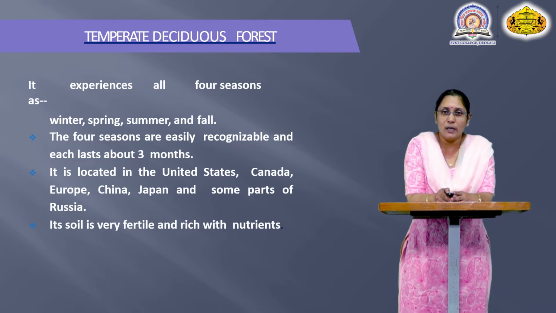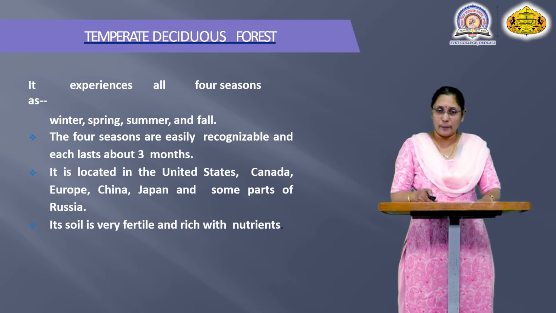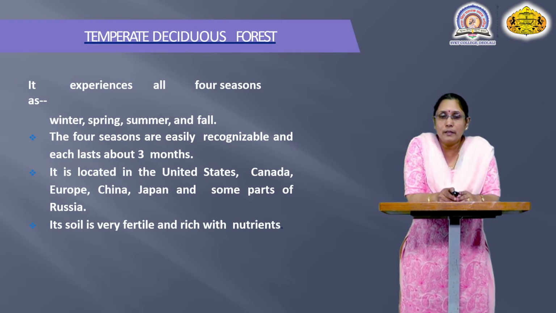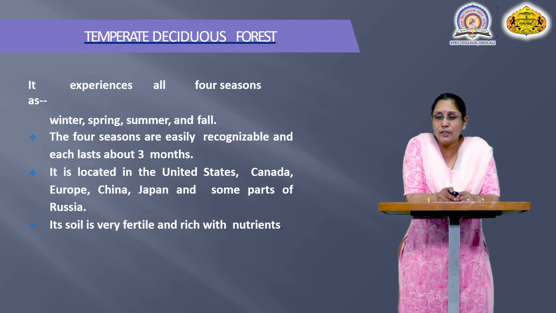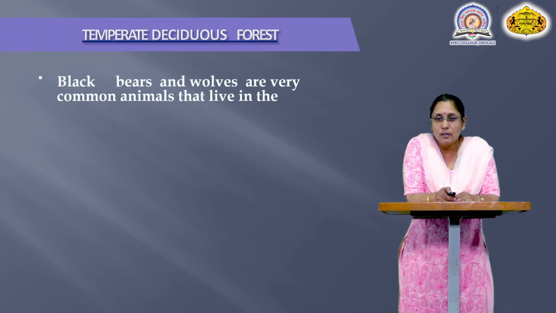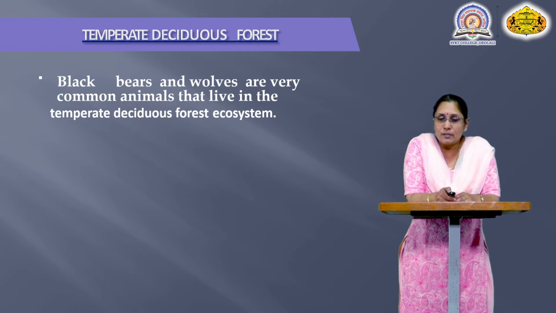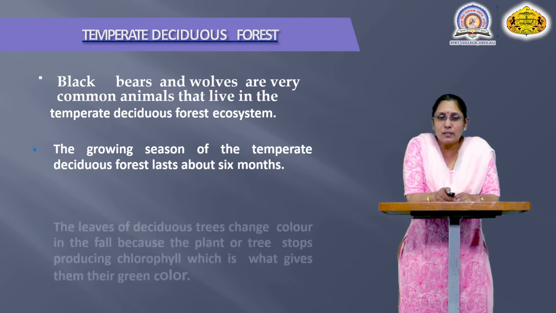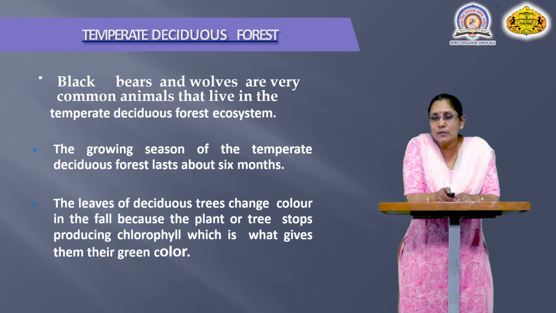As it is a temperate deciduous forest, maybe because of the leaves which fall in the particular season, its soil is very fertile and rich with nutrients. This is one of the characteristic features of temperate deciduous forest. What about the animals? Black bears and wolves are very common animals that live in the temperate deciduous forest ecosystem. The growing season of temperate deciduous forest lasts about six months.